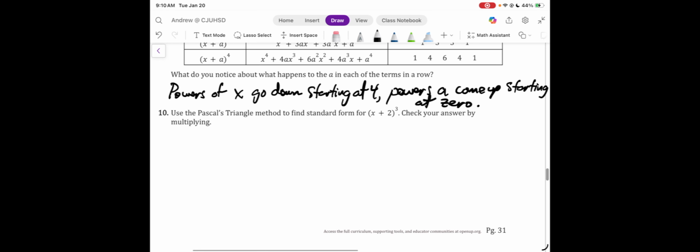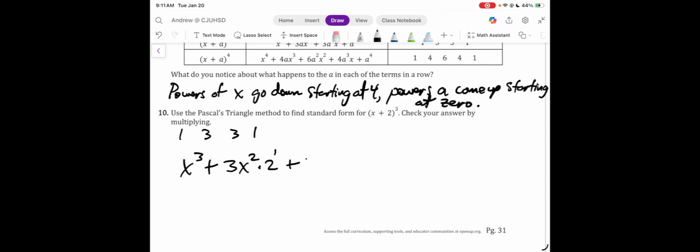Use Pascal's triangle method to find the standard form for (x + 2) cubed. So here's Pascal's triangle, right? It goes 1, 3, 3, 1. That's the line we're going to use for cubing. So x cubed, then there's the 3 from the table, then x goes down to 2, and the number 2 comes up to the first power, to the 1.